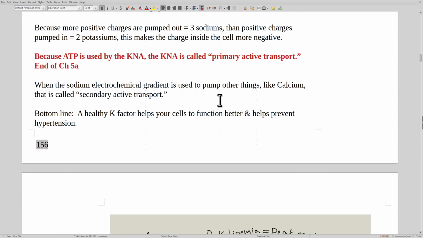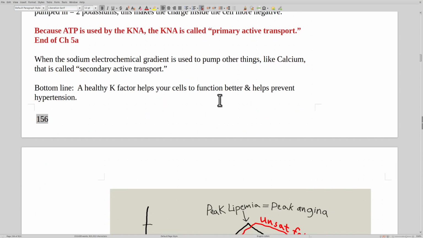Okay, we talked about the concentration gradients. The ATP used directly by the potassium-sodium ATP pump, the sodium-potassium ATPase, is called primary active transport. And then the fact that the gradient for the NCX exchanger is coupled to it, that's called secondary active transport. So primary active transport and secondary active transport.